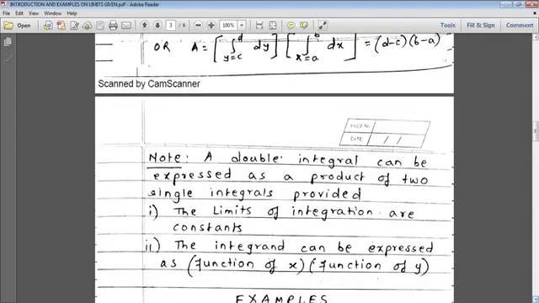Now we come to a very important property of the double integrals. A double integral can be expressed as a product of two single integrals, provided the following two conditions are satisfied. The first condition, the limits of integration are constants, and the second condition, the integrand can be expressed as a function of x into function of y. Note that this property was used for example 4.